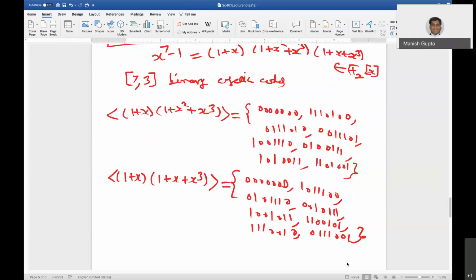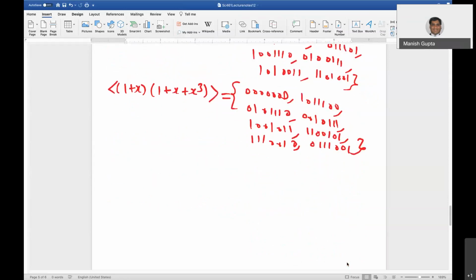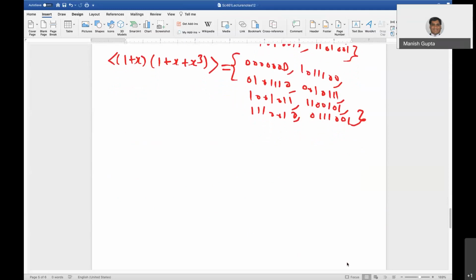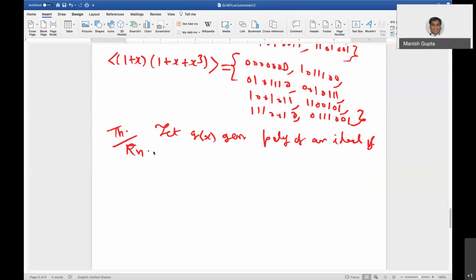Okay. Now, I will show you how the cyclic codes are encoded actually, and there is a very basic result here. So first, let me mention the theorem for you. So the theorem says that let g(x) be the generator polynomial of an ideal of Rn equal to Fq[x] modulo x raised to the power n minus 1.